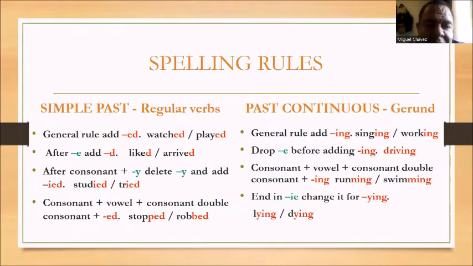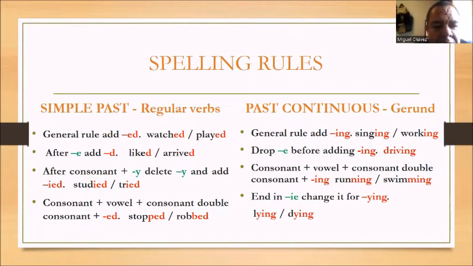For the simple past, remember that we have regular verbs and irregular verbs. The regular verbs have some rules that they have to follow to change from present to past. And in the past continuous, remember that we use the ing form with the main verb. Let's review the rules for these tenses.